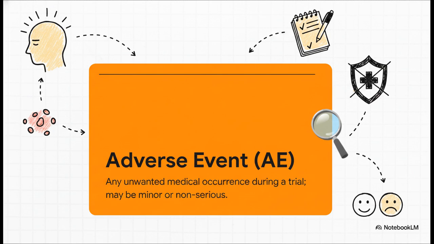We start with an AE, or adverse event. This is defined as any unwanted medical occurrence during a clinical trial. Now, it's really crucial to note that an AE might be completely minor or non-serious. We're talking anything from a mild headache to a sudden rash. But even if it seems totally unrelated to the drug, it must be meticulously logged by the study staff, no exceptions.